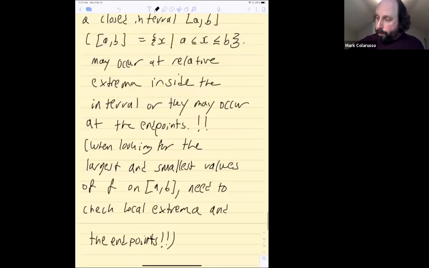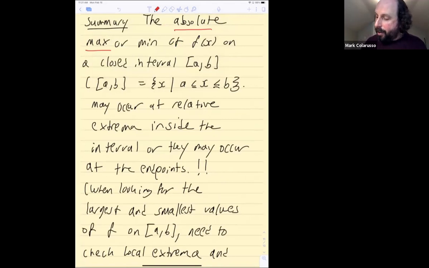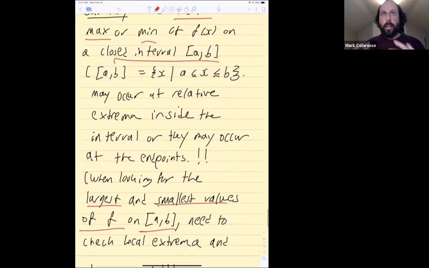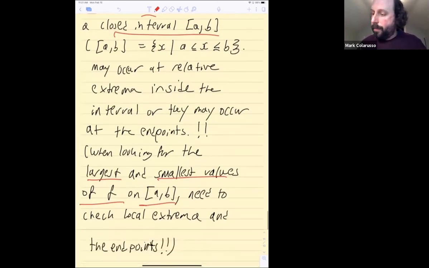Okay, so remember this fancy term: absolute max or absolute min on this interval is just the largest and smallest values of the function on the interval, respectively. That's all this term absolute means, that's why it's called absolute. It's the largest value, the maximum, or in the case of the absolute min, the smallest value of f on the interval. Okay, and we should do some examples of this.